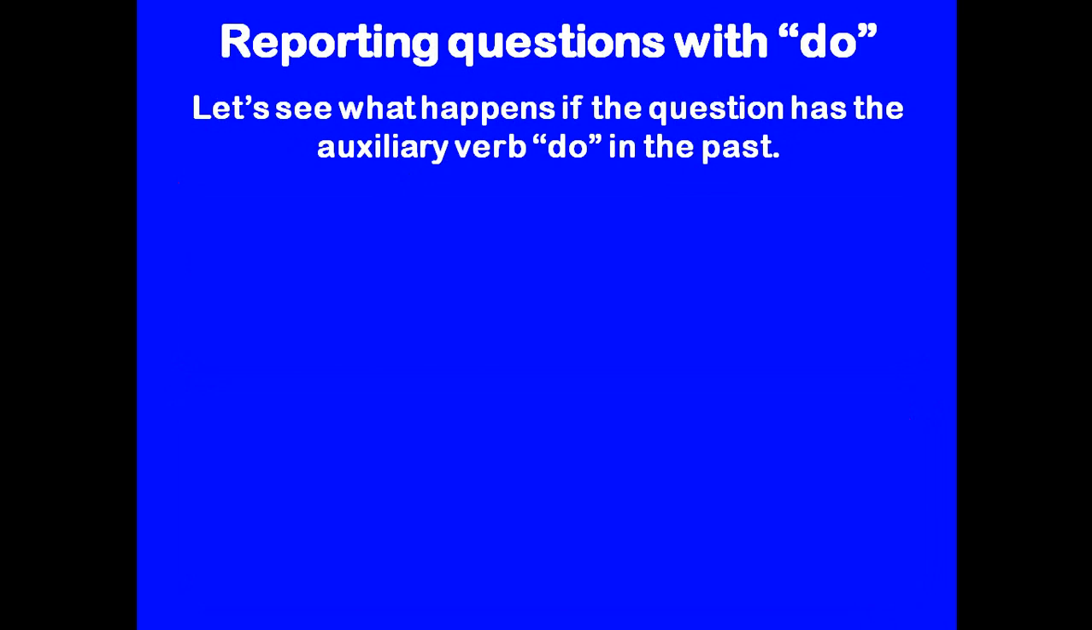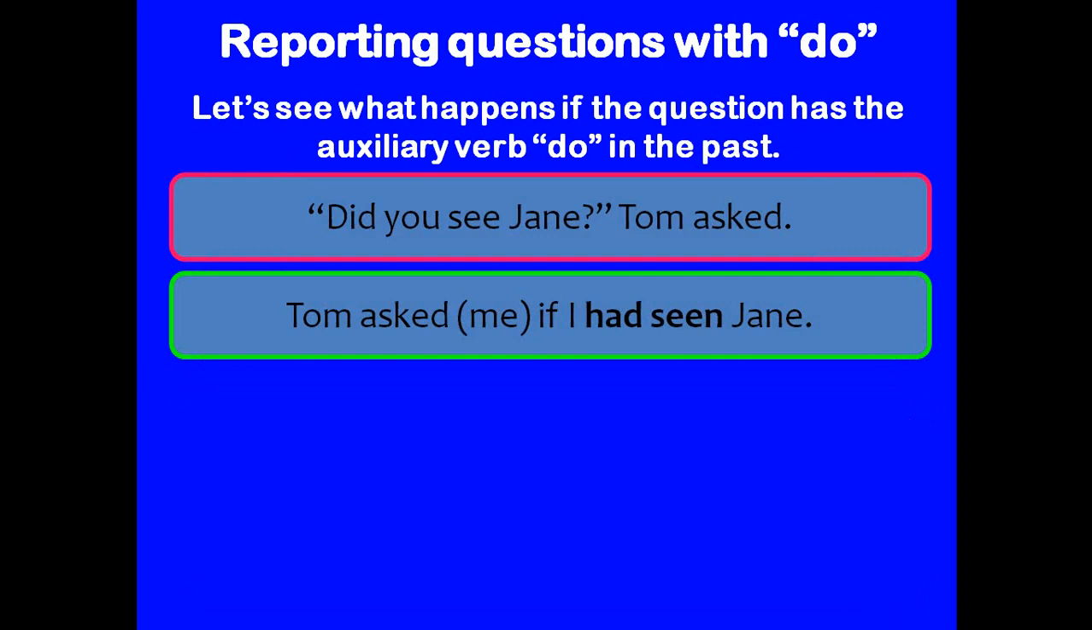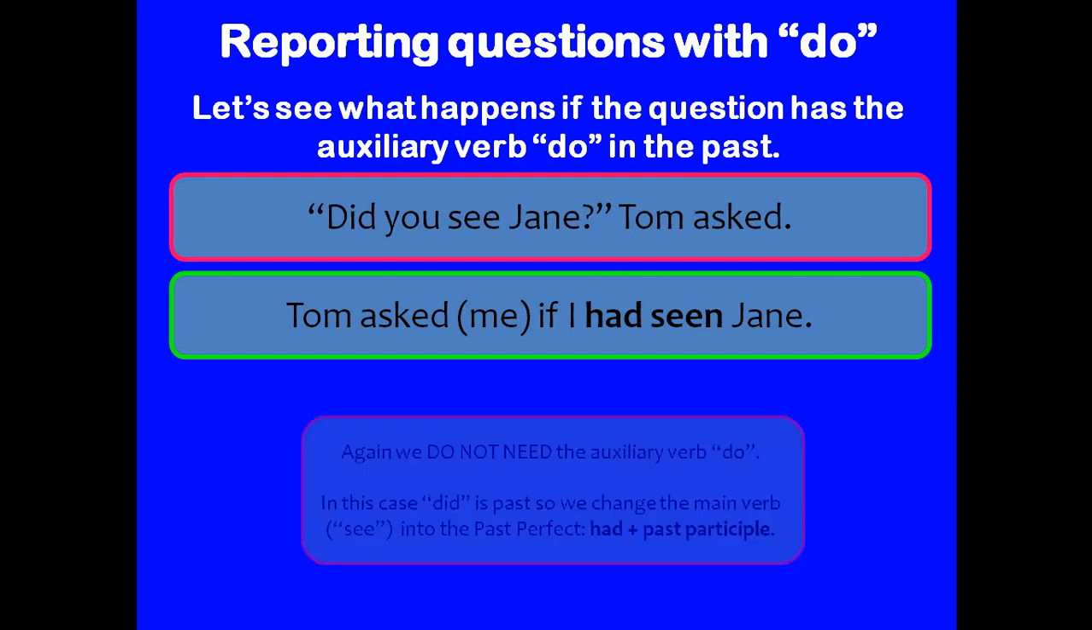Alright, let's see what happens if the question has the auxiliary do in the past. Like, did you see Jane? Tom asked. When we report it, it becomes Tom asked me if I had seen Jane. What do you notice? What happened to did? Of course, did is omitted or dropped.